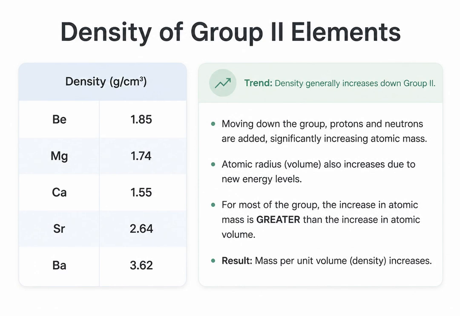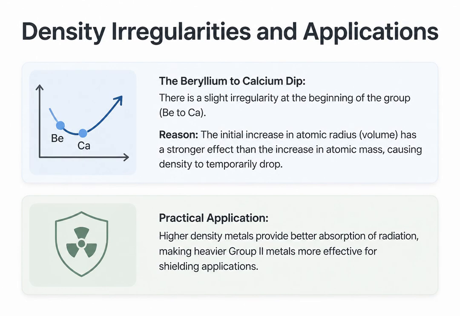The density of group 2 elements generally increases as you move down the group, from 1.85 for beryllium up to 3.62 for barium. This happens because as we move down, we add protons and neutrons, massively increasing the atomic mass. While the atomic volume also increases, the jump in mass is much greater, resulting in a higher mass per unit volume. However, you will notice a slight dip in density from beryllium to calcium. In this specific region, the rapid increase in atomic volume actually outpaces the increase in mass, causing the density to temporarily drop before rising again.